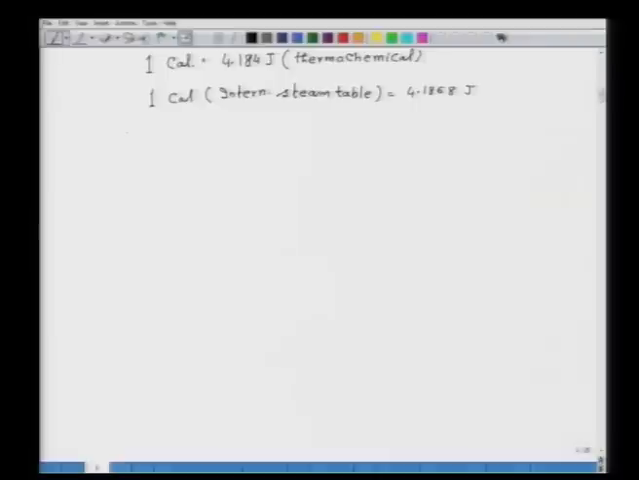Now, similarly, to express energy in the FPS system, we say E is pound feet square upon second square, and that is written as foot poundal.